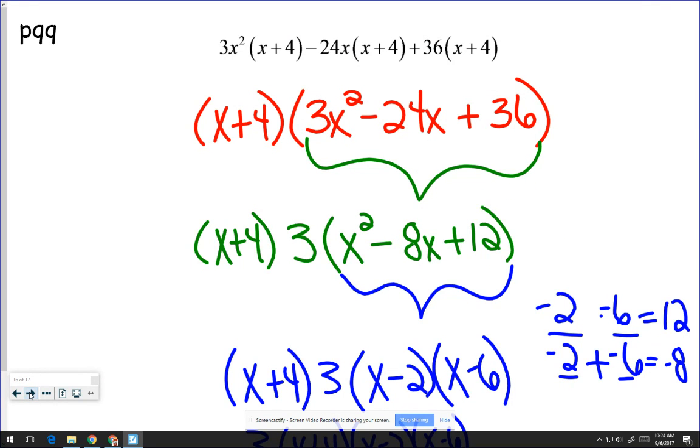This is a possible quiz question. Basically, you've got to factor out the fact that x plus 4 is the same in all of them. That would leave you with the quote-unquote loners. And then we'd have to factor that trinomial the way we did there.